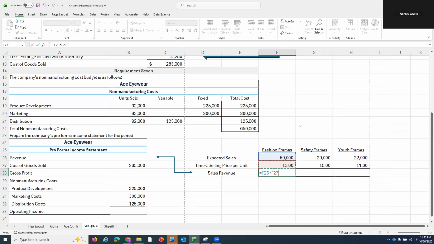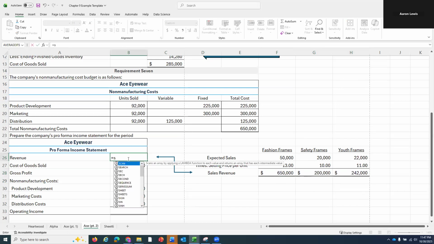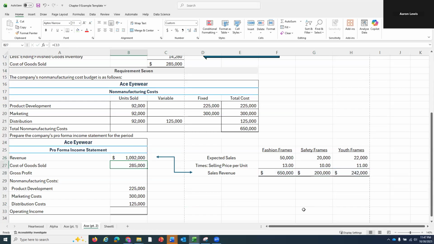50,000 fashion frames at $13 a piece comes out to be 650,000. For safety frames, selling 20,000 of those at $10 a piece will generate $200,000 in revenue. And for youth frames, 22,000 of those at $11 a piece is $242,000 in revenue. And all in all, our net sales revenue from our three different models is just the sum of those three numbers. 650,000 plus 200,000 plus 242,000 is 1,092,000.